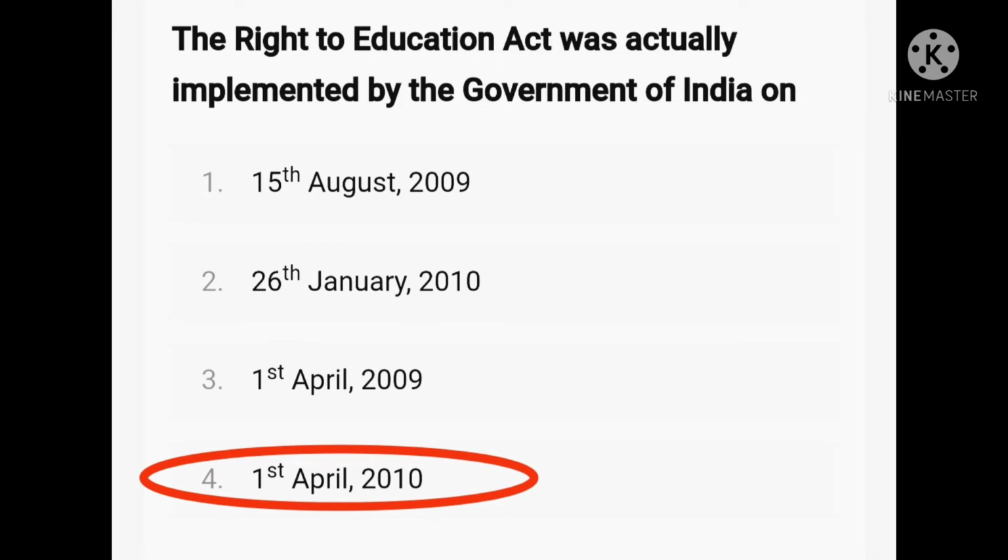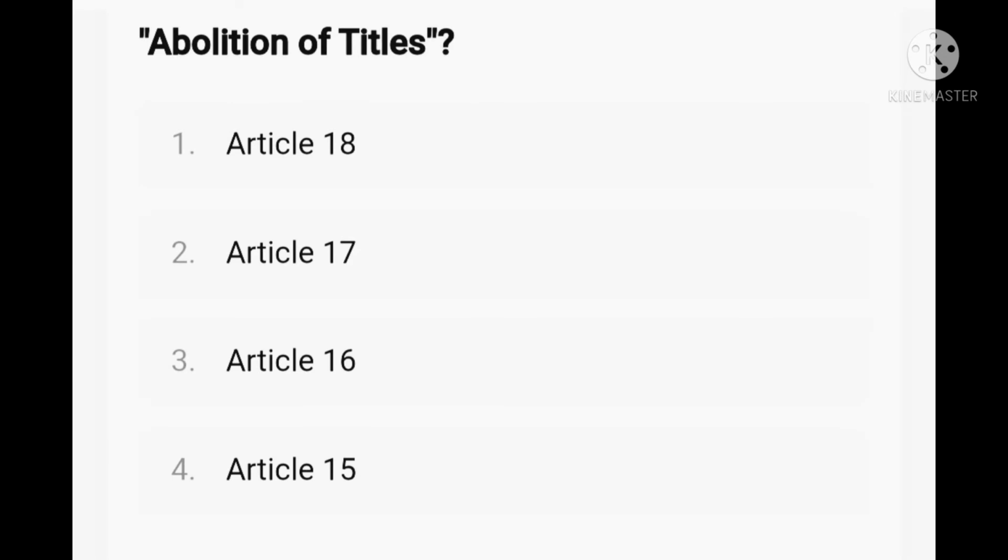Then the next question. Abolition of titles is in which article? Option 1, Article 18. Option 2, Article 17. Option 3, Article 16. And option 4, Article 15. The right answer is Article 18.